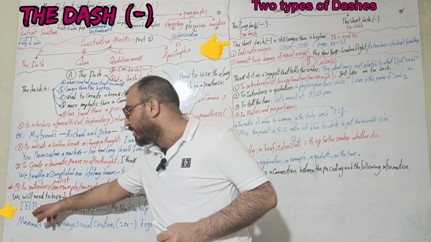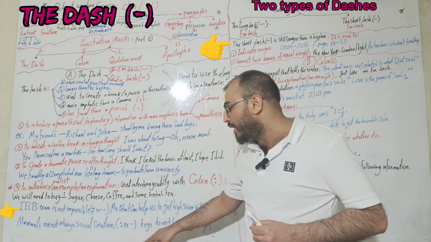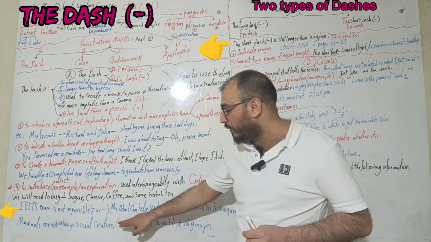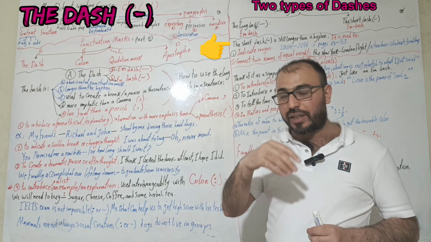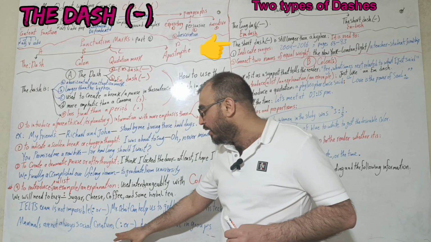And here, the third example: mammals are not always social creatures. For example, in here, my friends, we give a pause like we are giving an example. Dogs don't live in groups.